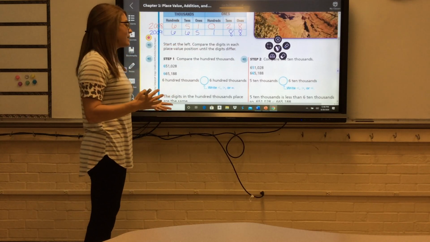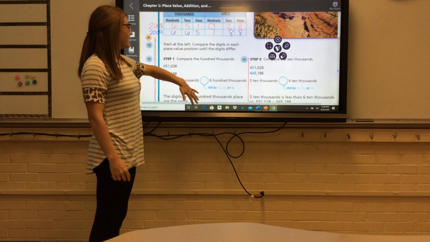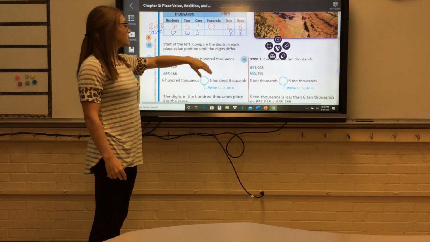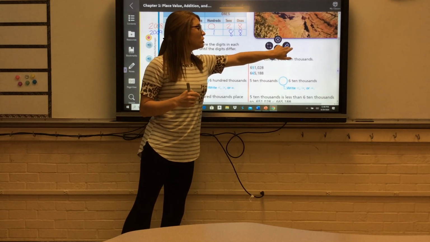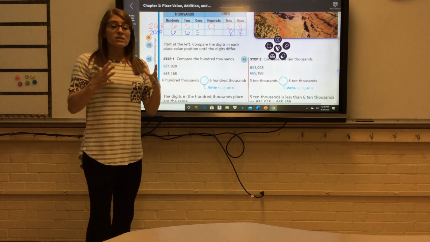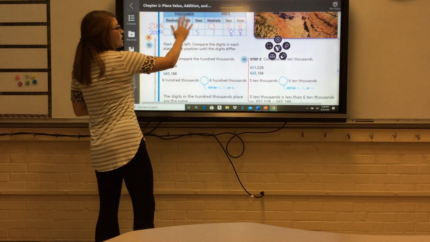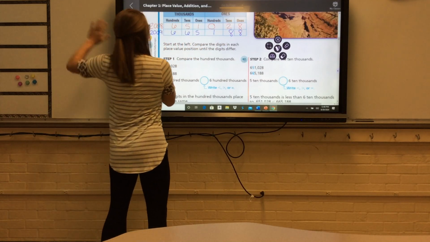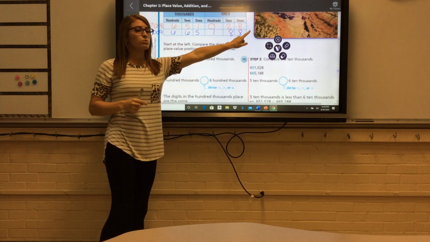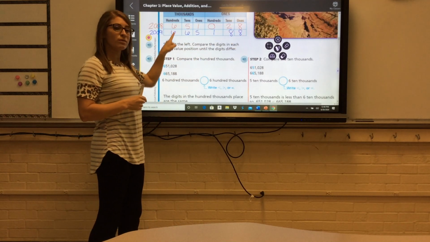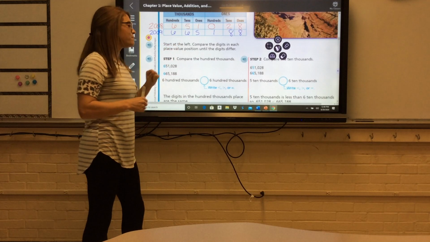Okay, so now that we've got our information where we need it so we can see it easily, I'm going to go with my steps. Step 1 is we're going to compare the hundred thousands. When we are comparing 2 numbers, you're always going to want to start with the place value that is farthest to your left. We're not going to want to start with our ones place. We always want to start with the greatest place value of both numbers.